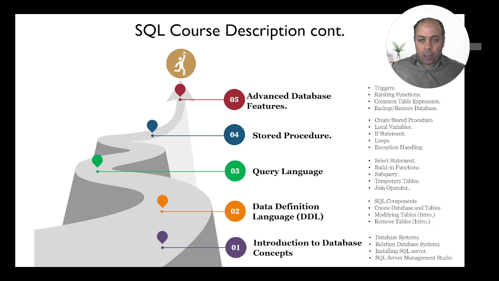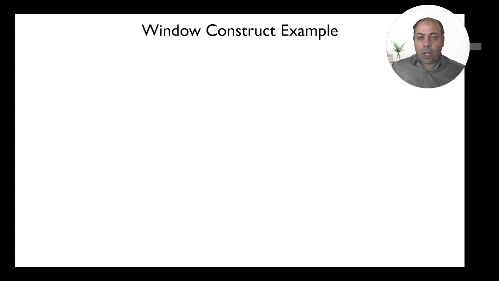The last part here is advanced database features. So the topics that will be covered in this part are triggers, ranking functions such as row number, and also I will talk about common table expressions, CTE, and finally backing up and restoring your database.